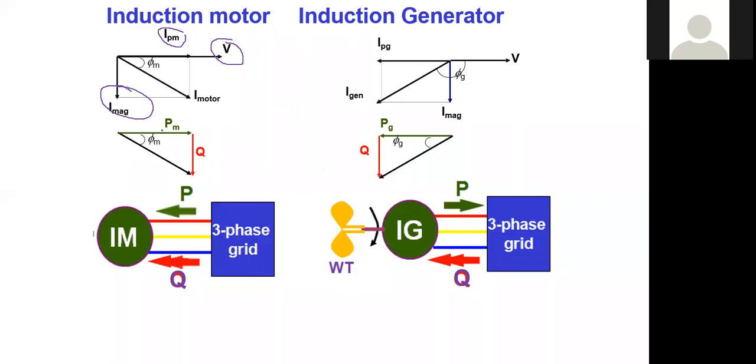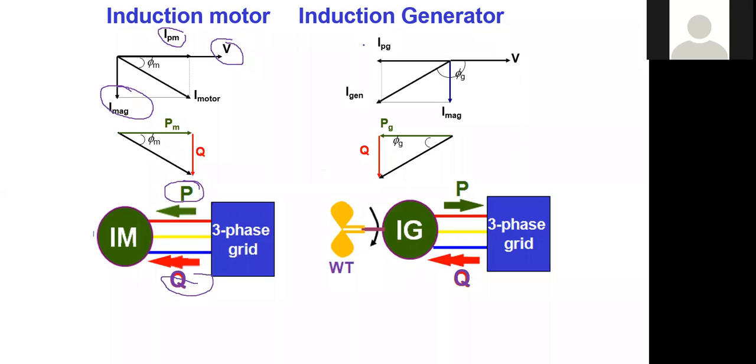So that means the real power is in phase with the real component of the current, and the reactive power is in phase with the reactive component of the current. That means P is here, Q is here, and the complex power is here. So from this we can understand that the real power flow direction is in this direction and the reactive power flow direction is in this direction with respect to the motoring mode of operation.